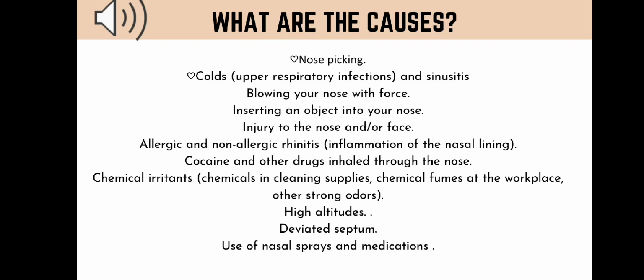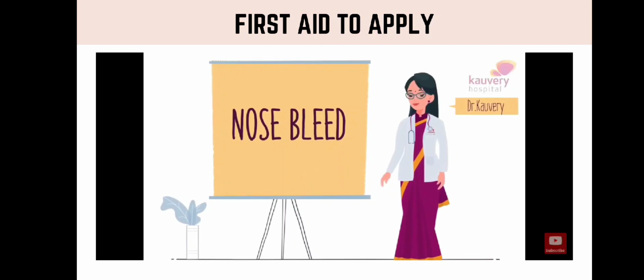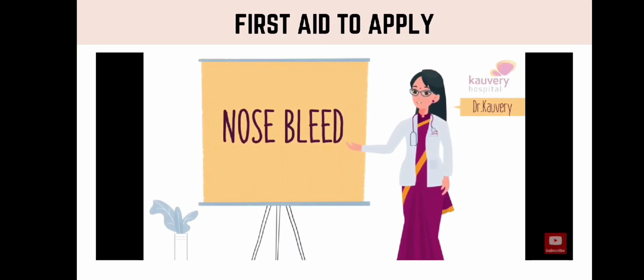nosebleeds. Deviated septum. It is an abnormal shape of the wall that separates two sides of the nose. Some of the people have this. And last one is frequent use of nasal sprays and medication to treat itchy or runny or stuffy nose. Nosebleeds are common.